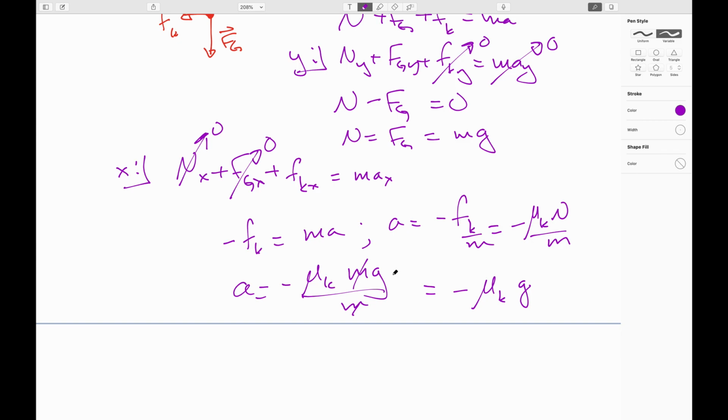Okay, so now that we've done that, we can go ahead and stick that into our missing-t kinematics equation.